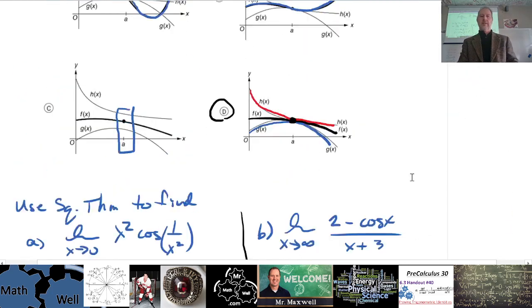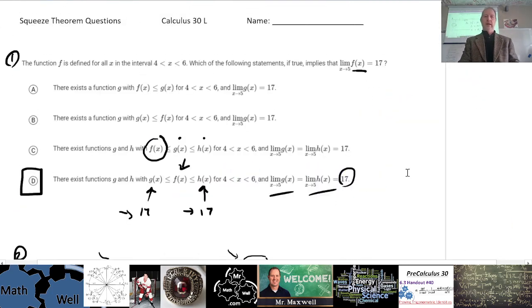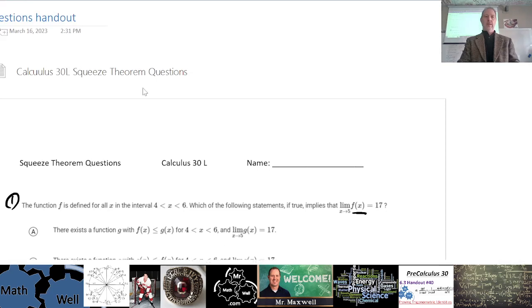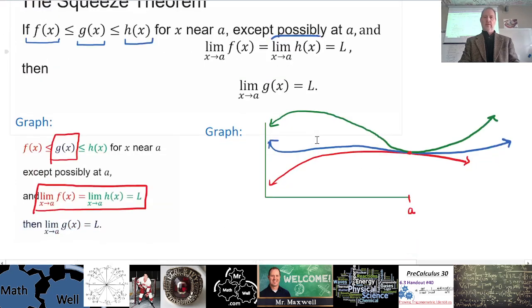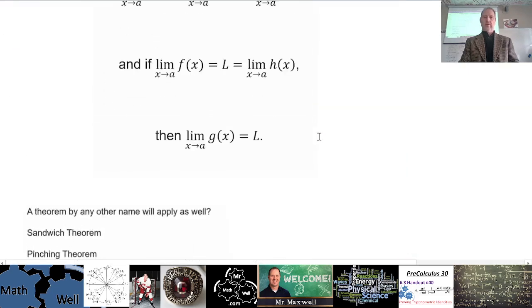Okay, so that's the lesson on the squeeze theorem. I hope that helps, and there you go. There's your squeeze theorem.